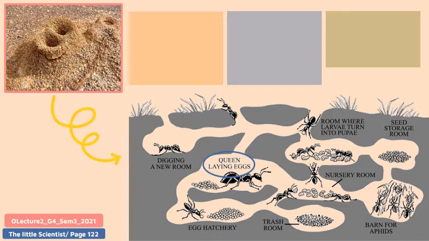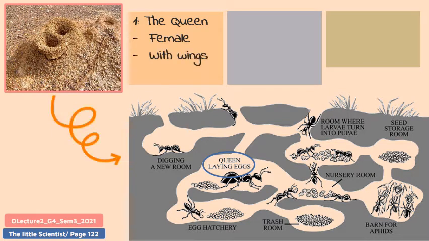Most ants colonies have one queen. The queen ant is the largest ant in the colony. It's a female ant that has wings and that spends its whole life laying eggs. The queen mates with a male. It flies to a place to start building its nest. It loses its wings and starts laying eggs.